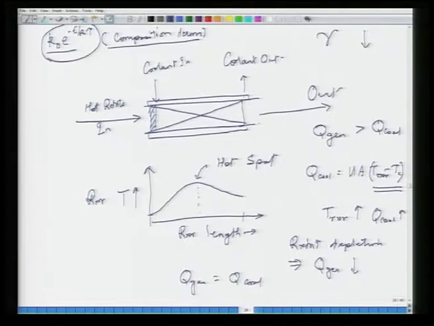This is where industrial reactors are operated, where industrial cooled reactors are operated, where you have a temperature profile and you got a hot spot. Okay.